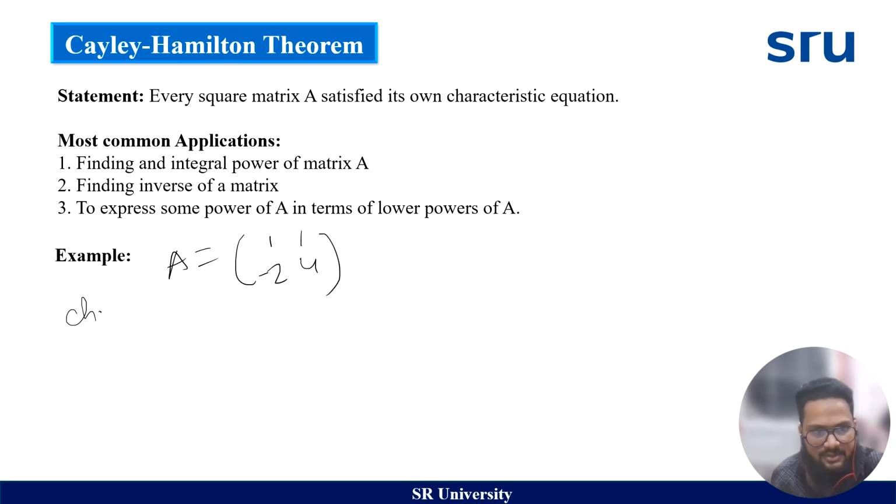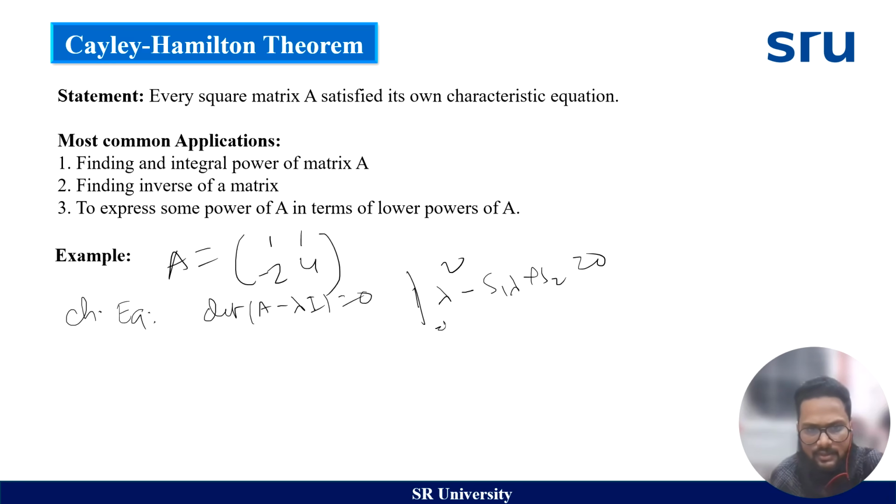So what will be the characteristic equation of this? Det of A minus lambda I equal to 0. This is one process. Otherwise, we can calculate lambda square minus s1 lambda plus s2 equal to 0. s1 is the summation of the diagonals, so the trace, so 5 lambda. Then s2 is the determinant, so 4 minus (minus 2), which is 6. So the characteristic equation is lambda square minus 5 lambda plus 6 equal to 0.